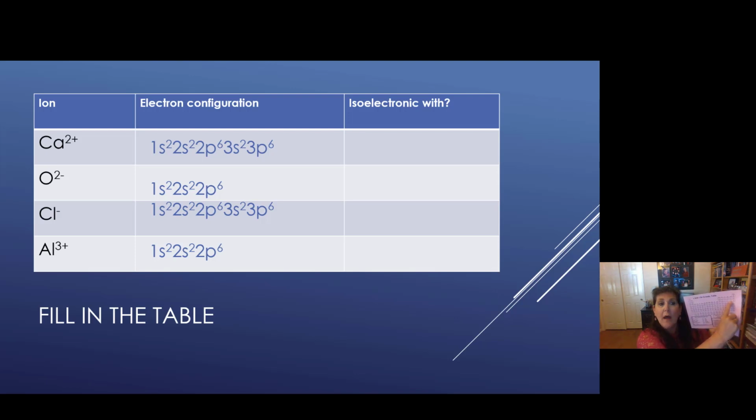Cl minus 1 means we gained 1 electron, that's negative. So we went from 17 to 18 electrons like argon again. So it's the same as argon, which is like calcium plus 2. They're the same. And then the last one, aluminum 3 plus.